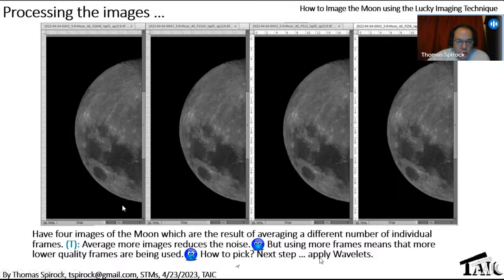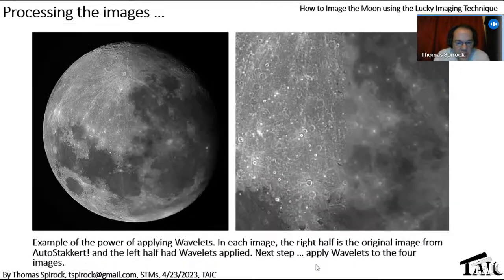Now, these are the raw files that I'm displaying, that have come off of AutoStacker. And here we see there's the 2048, 1024, 512, 256. So it's a little tough to see the details in this particular example. So what I do is I apply wavelets to each one, and then I choose. So this is an example of the advantages of wavelets.